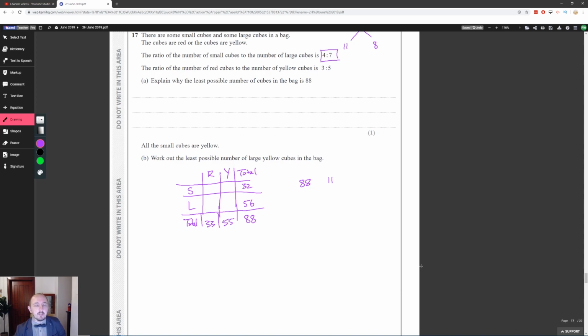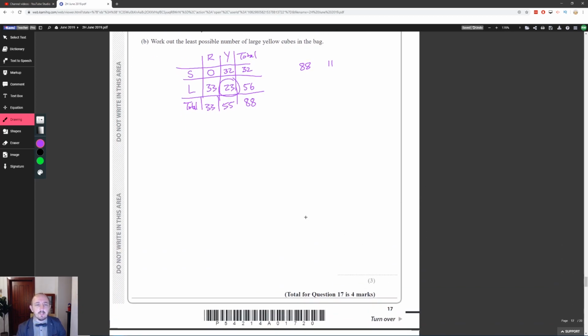And then we need a bit more information to get this started, so that's why it says all of the small cubes are yellow. So all of the small cubes are yellow. That means we can start to now fill in the rows and the columns like this. So the one that's missing, that would be a 23 there. Just check that works both ways. Okay, so work out the least possible number of large yellows. That's going to be 23.